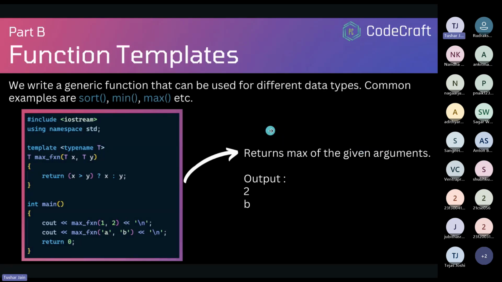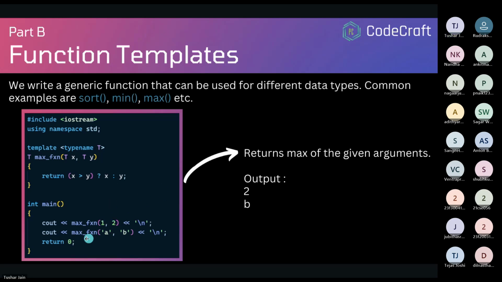So now we move on to part B of the session. Templates can be of various types. The first type is function templates. These are the templates that we use while defining a function, because we might need functions with different data types for different usage. Here I have defined a function. Again, template type name T is the normal syntax that we use, and after that T max function, T x comma T y.